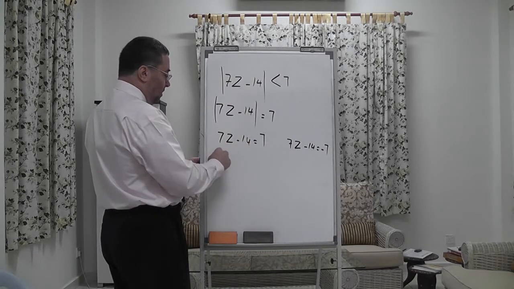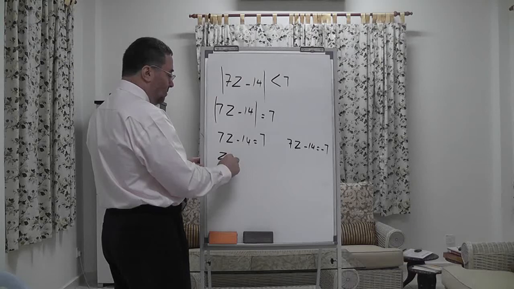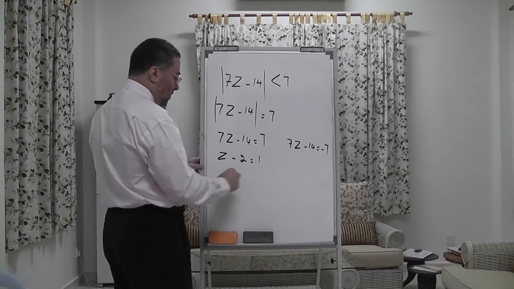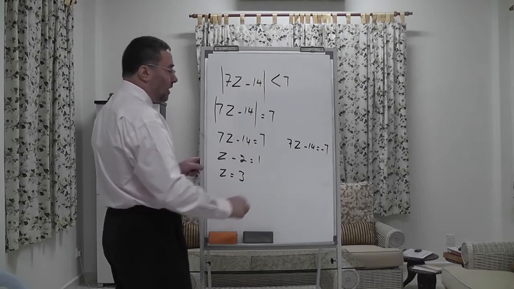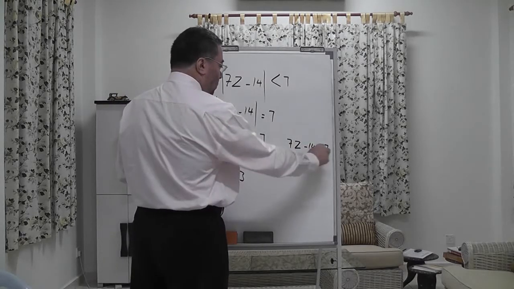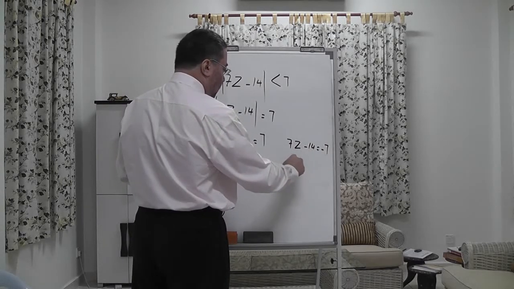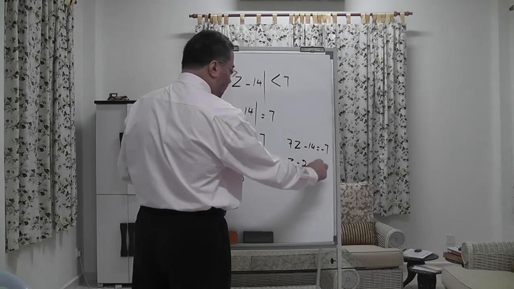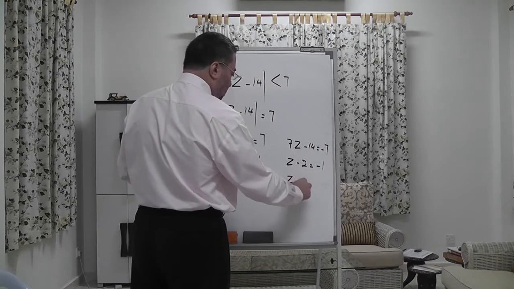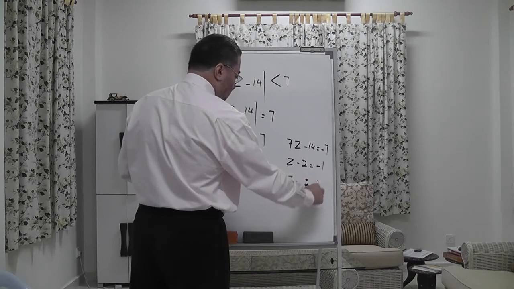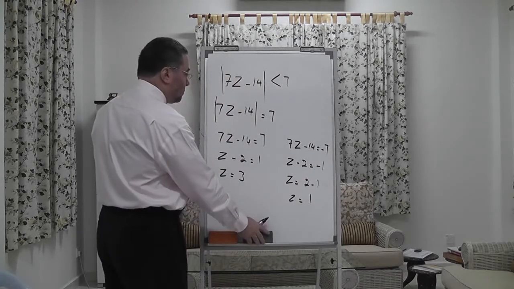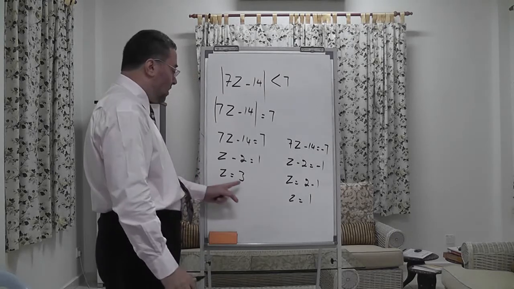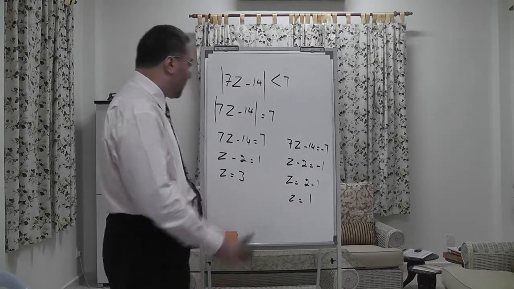Divide first by 7. Z minus 2 equals to 1, and z equals to 3. Take 2 to the other side. Again, we divide by 7. We get z minus 2 equals to minus 1. Z equals to 2 minus 1, and z equals to 1. So here we have two roots, 3 and 1.